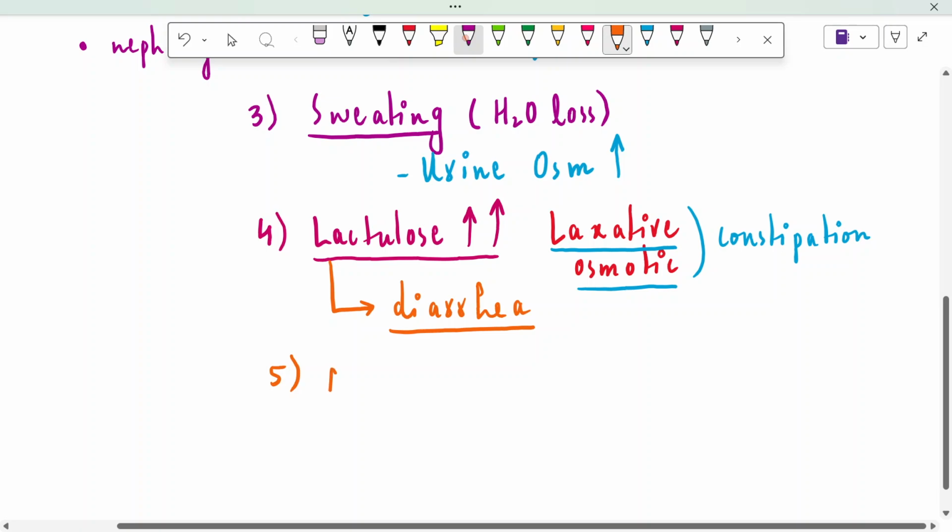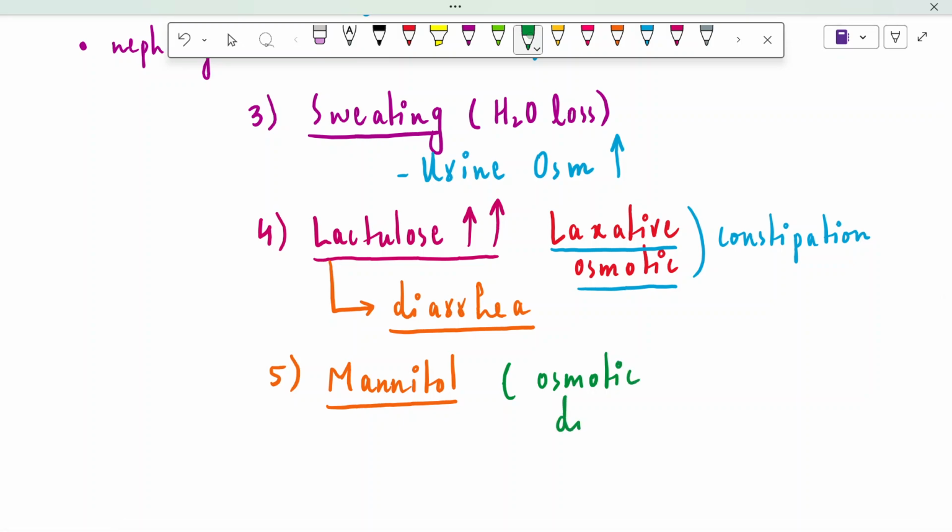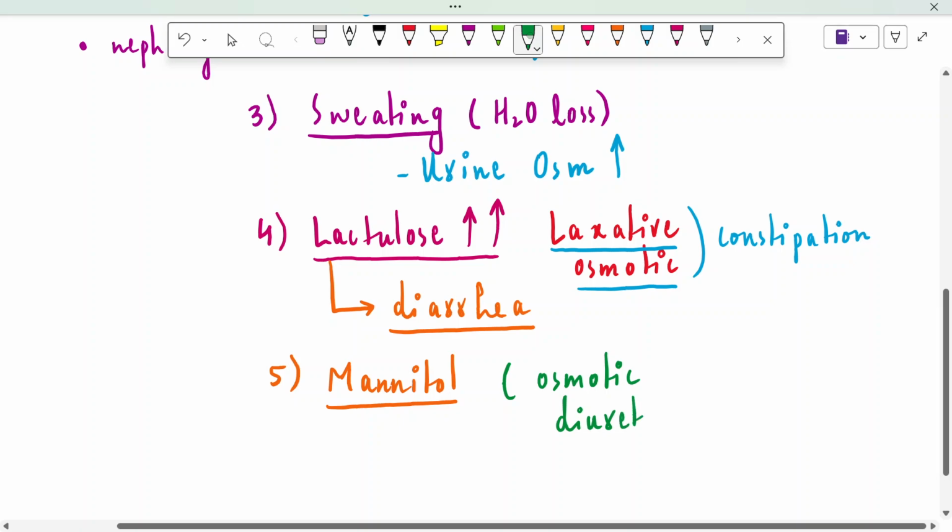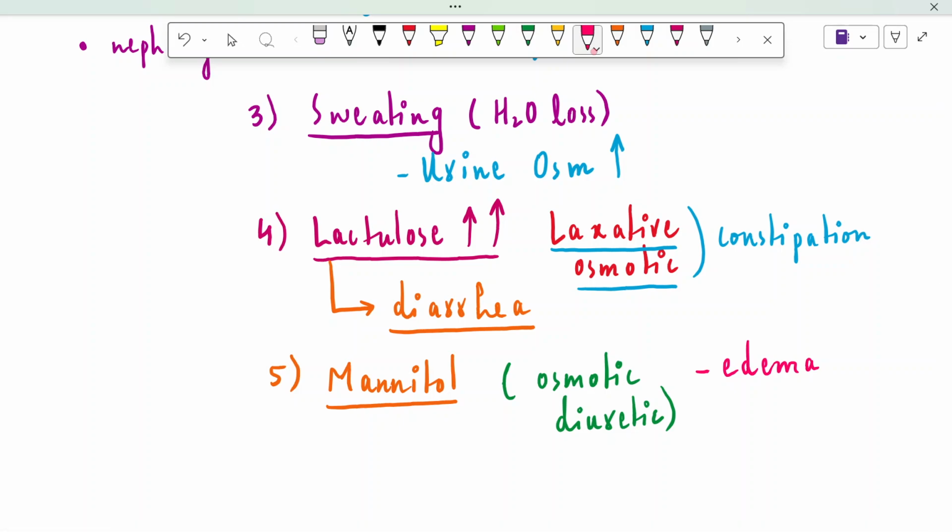And the fifth condition is similar to lactulose. It is mannitol toxicity. What is mannitol? Mannitol, like an osmotic laxative, is an osmotic diuretic. It will help to control swelling inside the body. When there is a lot of edema occurring inside the patient's body, it's used to treat edema or swelling. It will cause excess water, that extra water, to be lost from the body.